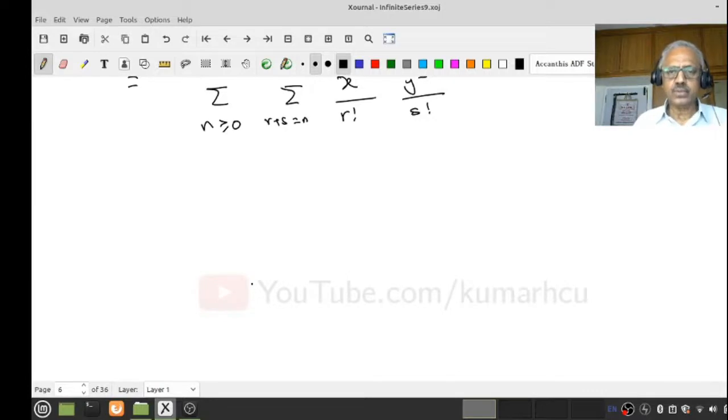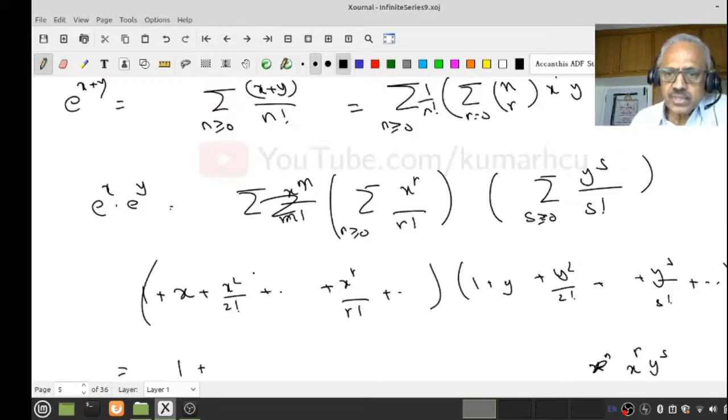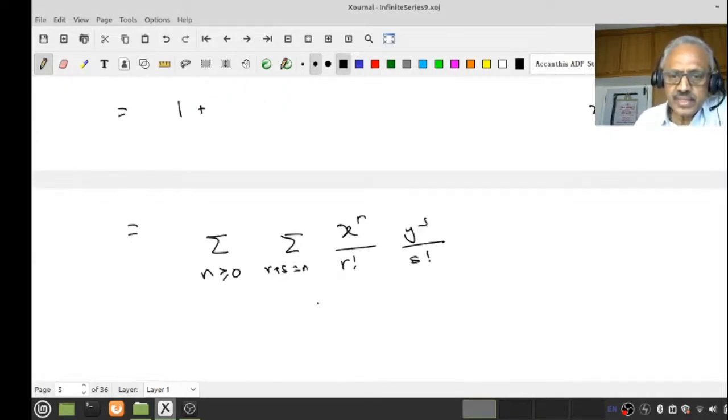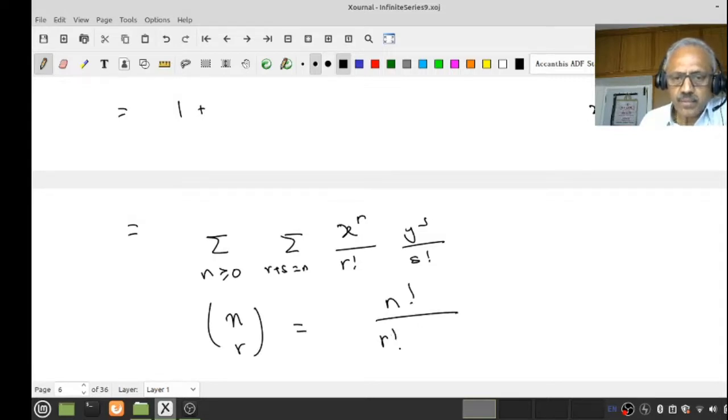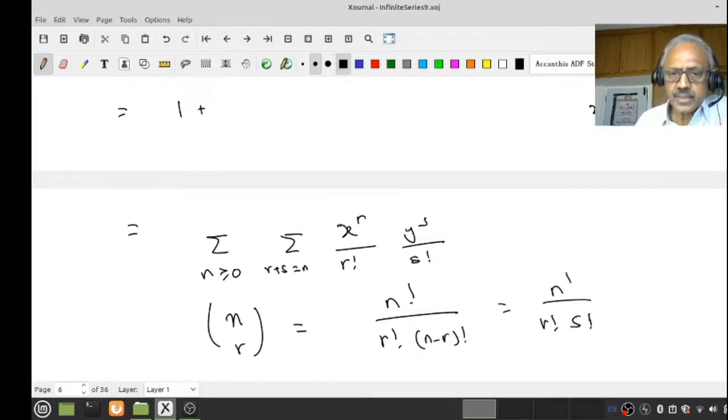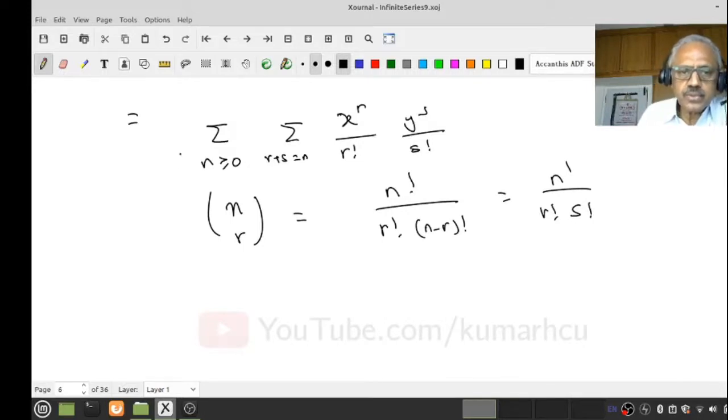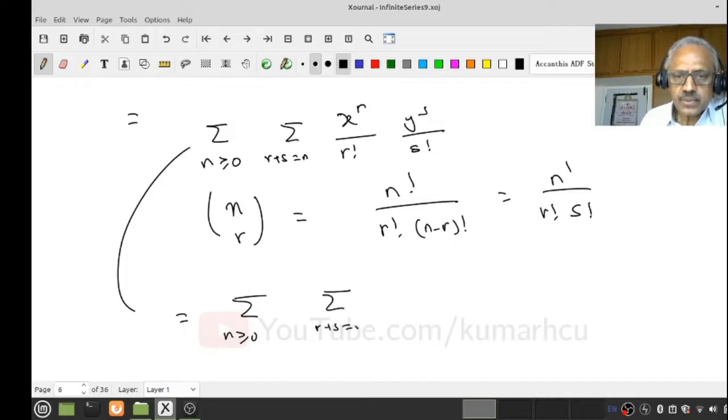Now let us see. So this exactly looks similar. Compare this and this. They look similar except for some factor. Now let us look at what n choose r is. n choose r by definition is n!/(r!(n-r)!). That is n!/(r!s!). Therefore, this I can rewrite as the sum over n greater than or equal to 0, with r plus s equal to n, of x^r times y^s, and this is n choose r times 1/n!. That is, 1/n! times n choose r.